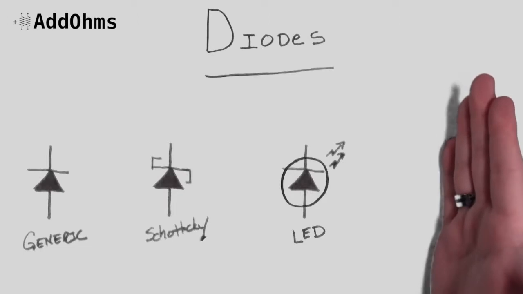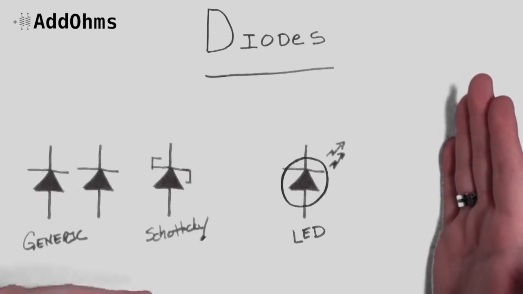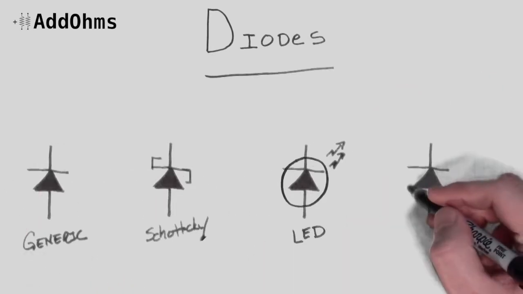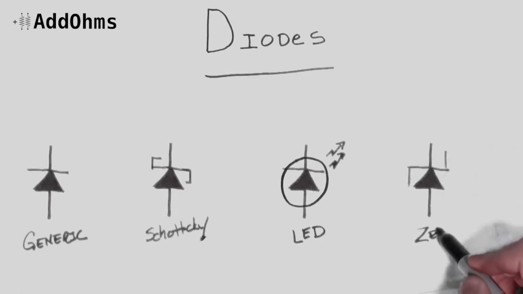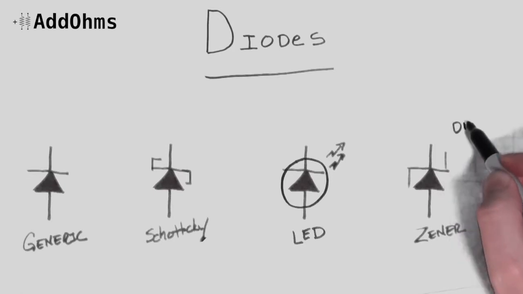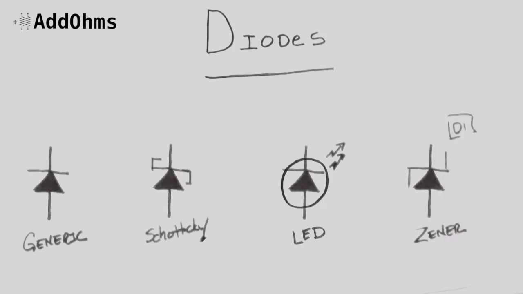The last diode we're going to look at is the very popular Zener diode. Like the Schottky, it has some lines on the cathode side of the symbol, but notice how they are different from each other. As a total not surprise, the designator is the letter D.